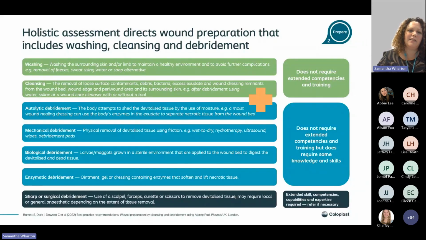And then there's enzymatic debridement, so that's an ointment, gel or dressing that will soften, but you just need to be careful because it is non-selective, and if it's put on healthy tissue, it can therefore break that down. And then the last type is that sort of sharp or surgical debridement, where that needs extended competencies and needs sign off and expertise to be able to do that, and that's done using scalpel, forceps, curettes and scissors.